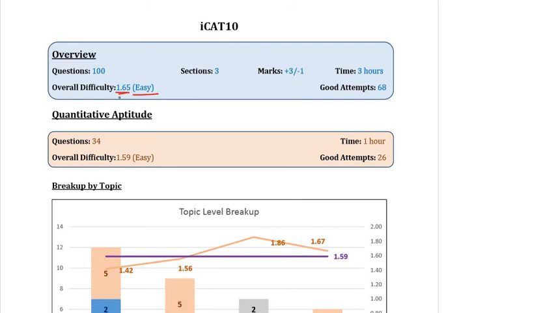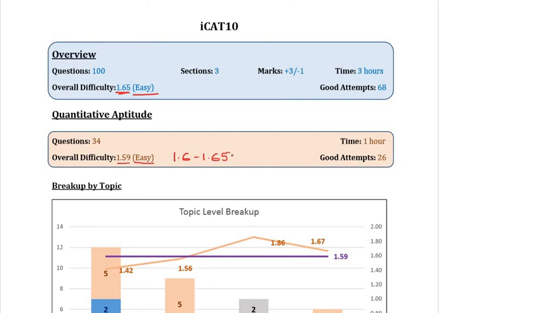We saw that this mock had a very easy English section and a just below par DILR section, which could be called moderate. In Quant, we can see that the average difficulty is close to 1.6 and hence Quant also has been classified as an easy section. However, how does this compare to the actual CAT? In the actual CAT, the difficulty level is somewhere between 1.6 to 1.65. Hence, again this was a particular mock where the Quant was more or less at par with the actual exam.